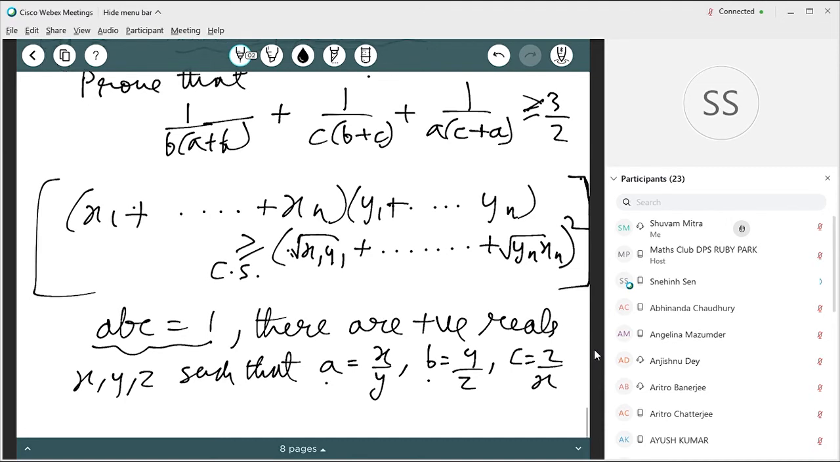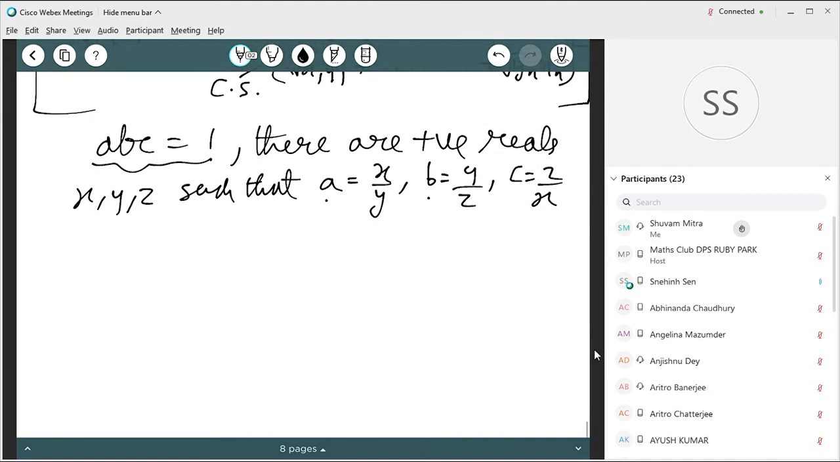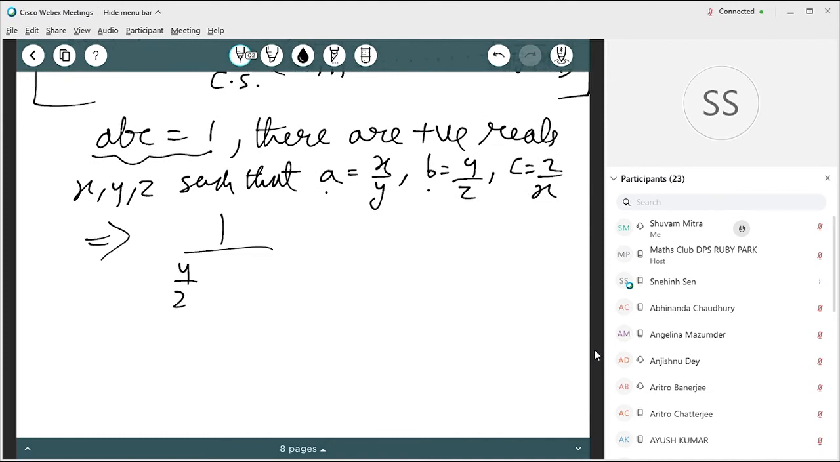So this would imply in our inequality, what will we have over here then? 1 by b is y by z. And what's over here? a plus b, right? So it's x by y plus y by z.